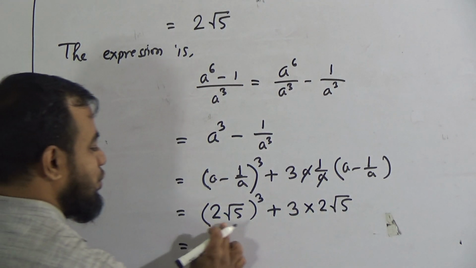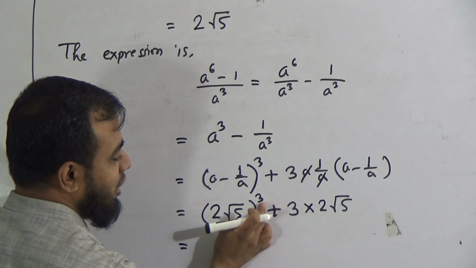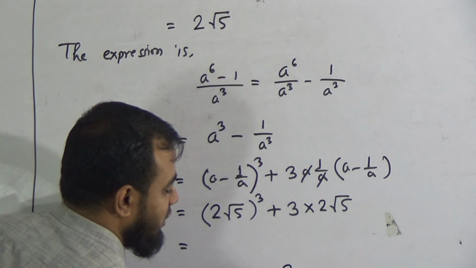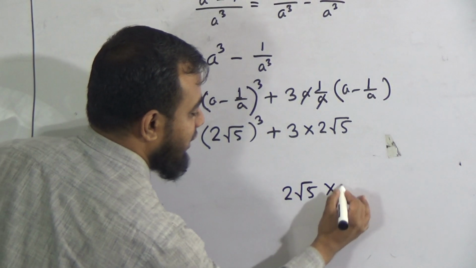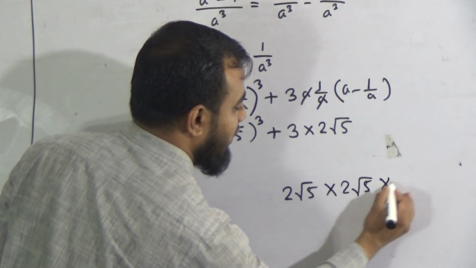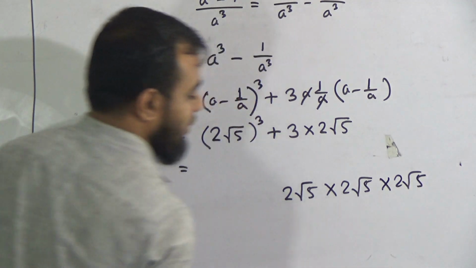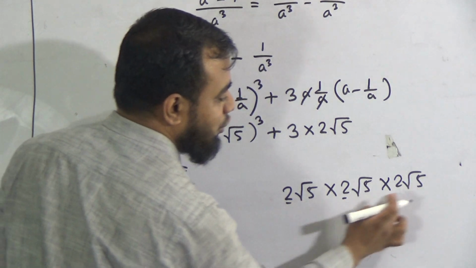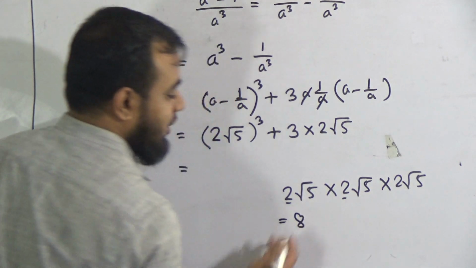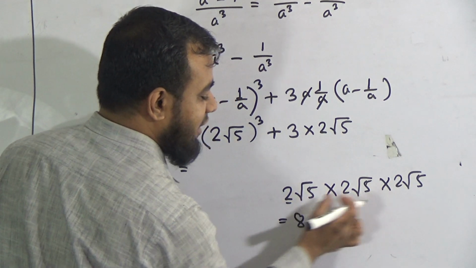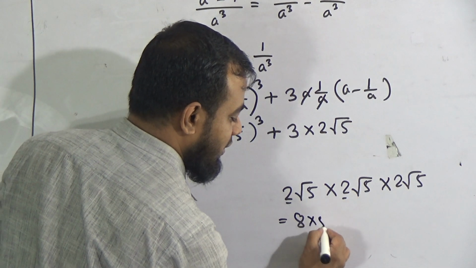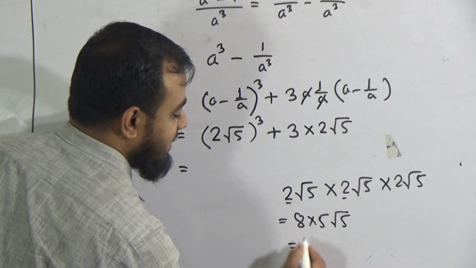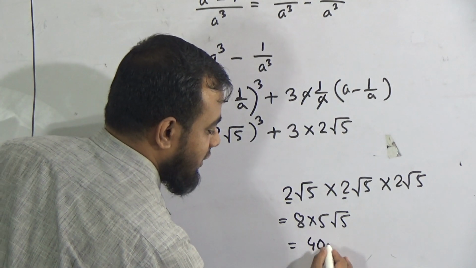Now it's 2 into square root of 5 whole cube. This means that 2 square root of 5 is multiplied 3 times to each other. It's 2 square root of 5 multiply 2 square root of 5 multiply 2 square root of 5. Now 2 twos are 4, 4 twos are 8. Now square root of 5 and square root of 5 makes 5, and we have another square root of 5. That means 8 fives are 40 square root of 5.